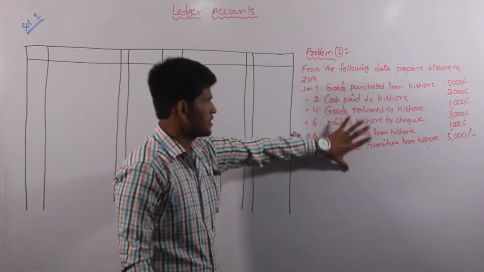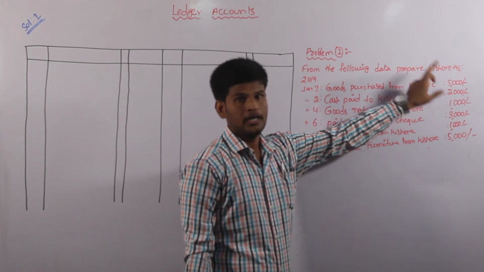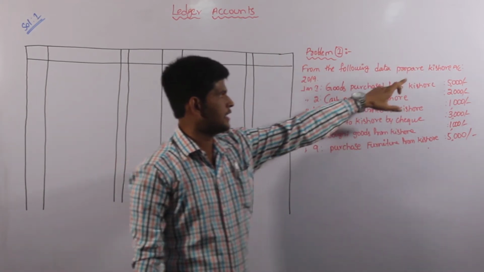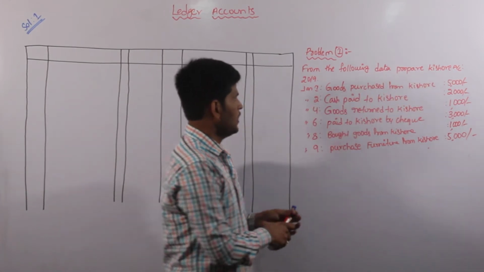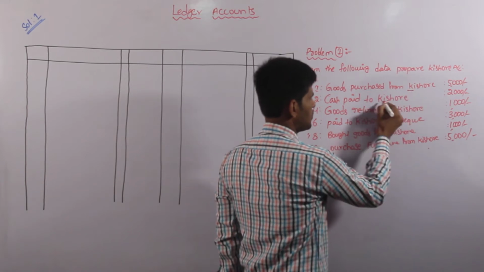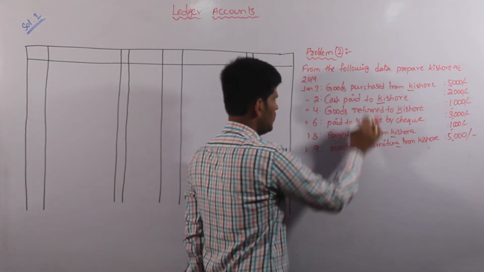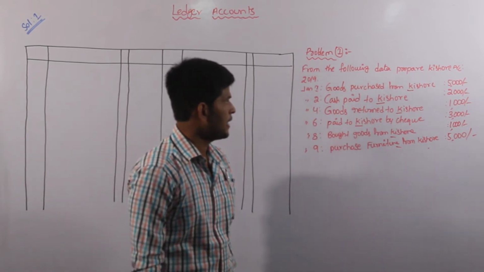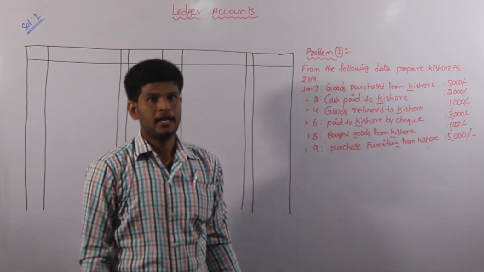So all transactions are relating to the one name of the person. The name of the person is Kishore. The examiner is also asking to prepare a name of the person, that is Kishore ledger account. So we have to underline all names. Here we have Kishore, Kishore, Kishore, and here also. So up to the last transaction we have one name. The name of the person is Kishore. So based on those transactions, we have to prepare ledger accounts.